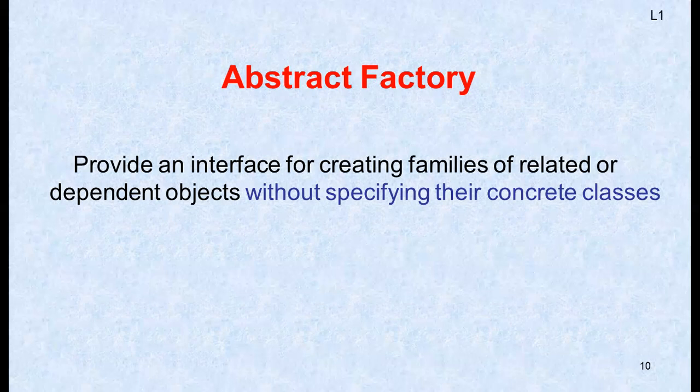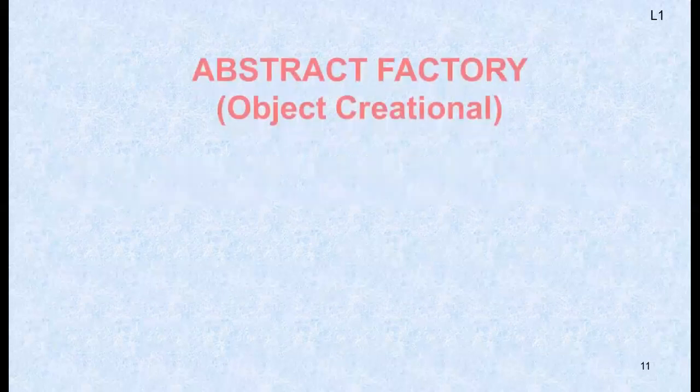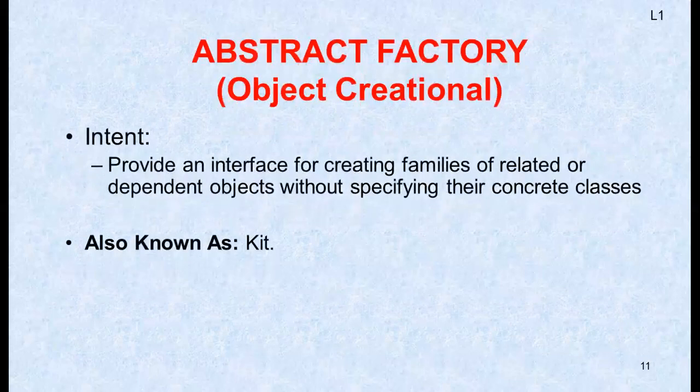Because the service provided by the factory object is so passive, it is routinely implemented as a singleton. The abstract factory provides an interface for creating families of related or dependent objects without specifying their concrete classes. That is the intent, and this pattern is also known as Kit.